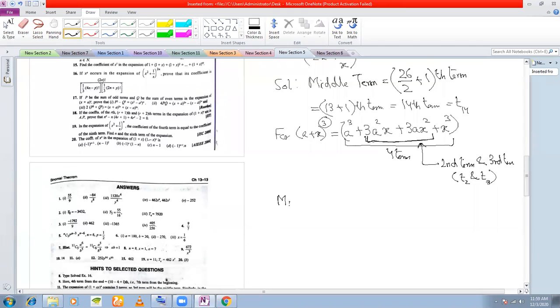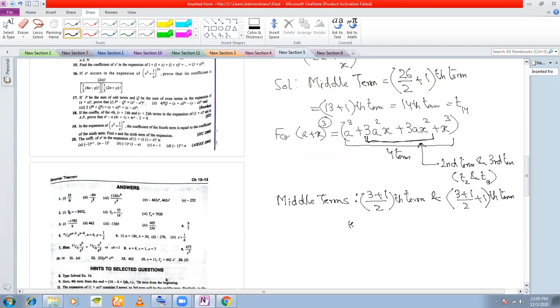But how are we getting these T2 and T3? The middle terms in this case, for the power 3, are in fact the (3 plus 1) by 2th term and the (3 plus 1) by 2 plus 1th term.